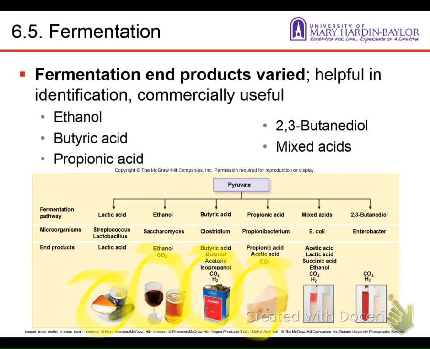There's lots of different fermentation pathways, and we can actually figure out which organism is which based on the products that they make in their fermentation. The products they make from the fermentation of pyruvate tell us a lot about the organism because it tells us what kind of enzymes they have. If they make certain products, they have to have certain enzymes.